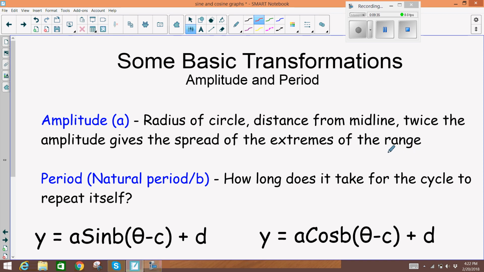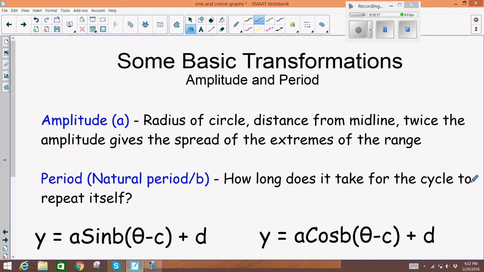The period is how long it takes for the graph to begin repeating itself. If we're talking about a clock, think about the period of a clock. I hope you said that the period on a clock is 60, either 60 minutes or 60 seconds. The period of the parent graph of a cosine or sine is 2 pi, because it takes 360 degrees to get back to a repetition.